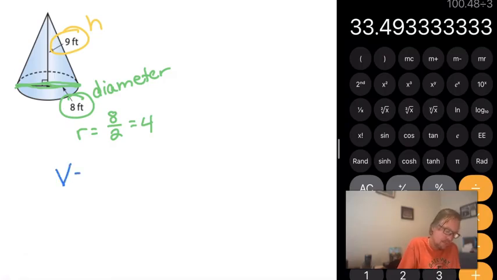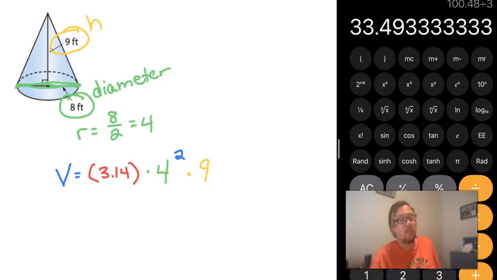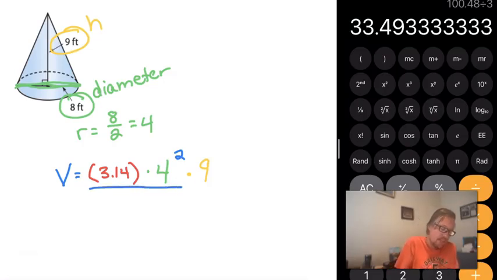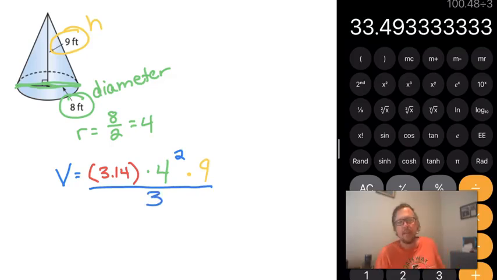So volume equals pi r squared times the height. This is what I would do if it was a cylinder, but because this is a cone, it's going to be 1/3 as big. Last time I put the 1/3 in front, I did 1/3 times the whole thing, but it's also completely fine to write it as the whole thing divided by 3.